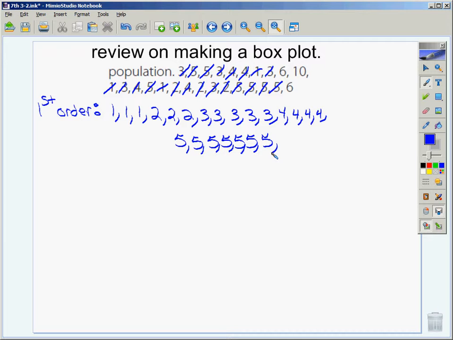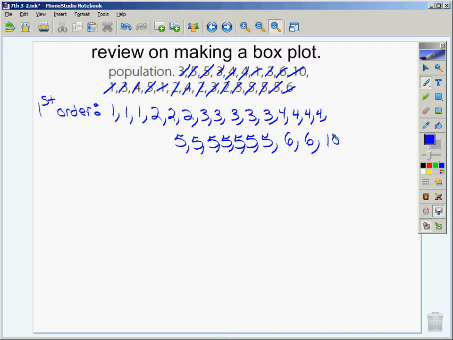How many 6s? 1. How many 6s? 1. 2. 2. And how many? Let's see, the next number is 10. In order to create a box plot, the very first thing you have to do is list them in order. They have to be listed from least to greatest.